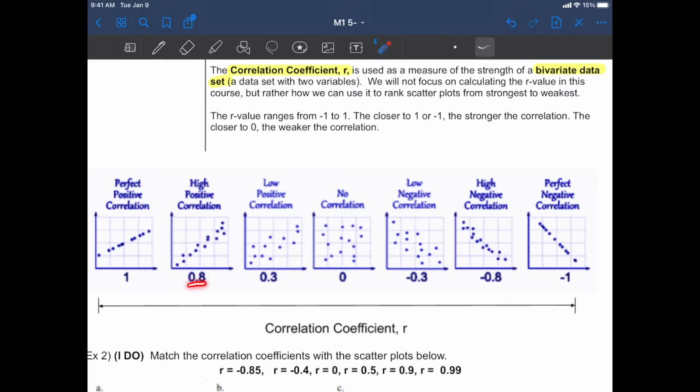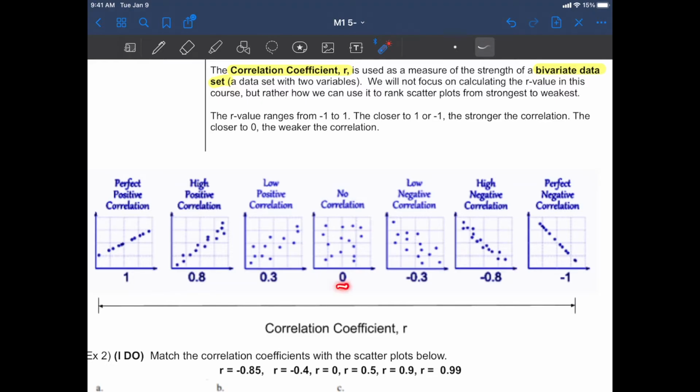Okay, so if we decrease the R value just a little bit, 0.8 is still pretty close to 1. This is a pretty strong positive correlation. They say high positive correlation. I would say strong. Now, if we have 0.3, we're getting closer to 0, which has no correlation. With 0.3, the data points are even more spread out. So it still shows a positive correlation, but it shows a weaker one. So here's a low positive correlation.